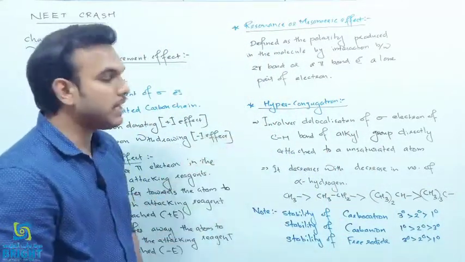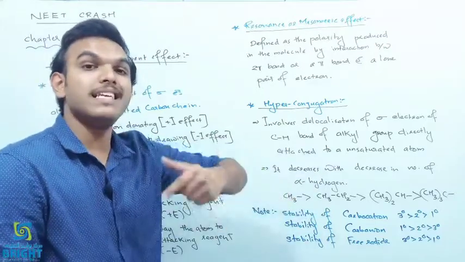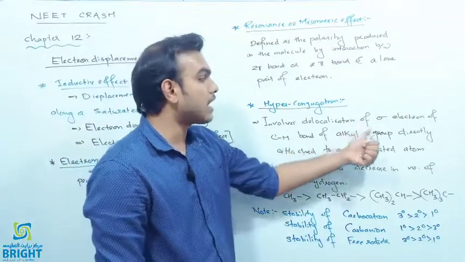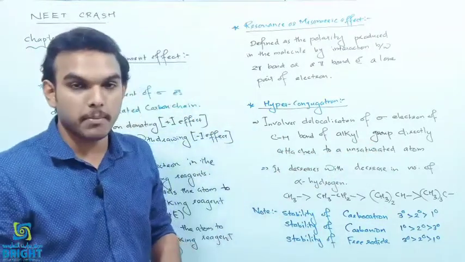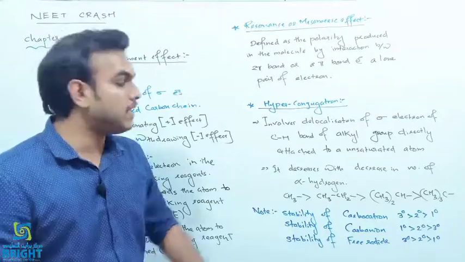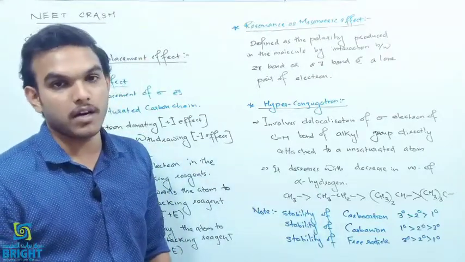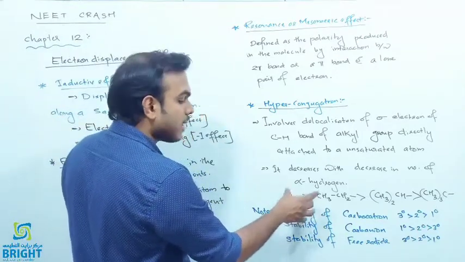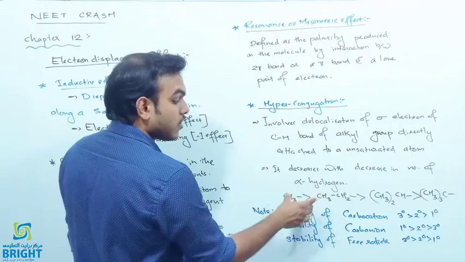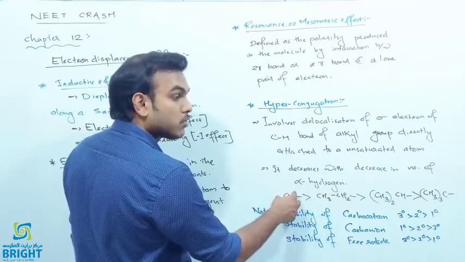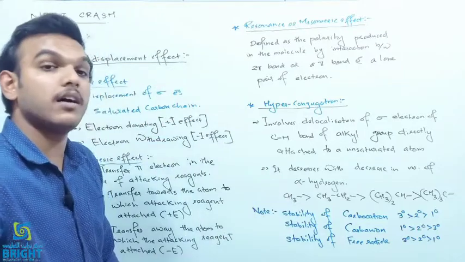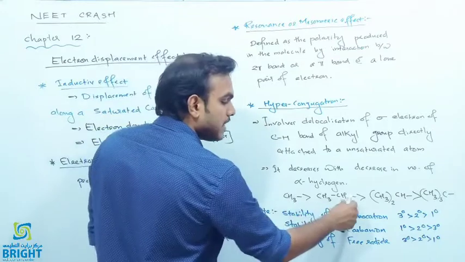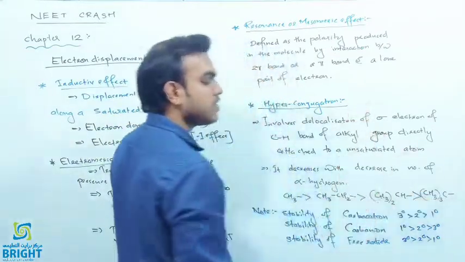You have to keep the order very well because it involves the delocalization of the sigma electron, the single bond in the C-H bond of an alkyl group directly attached to an unsaturated carbon atom. It decreases with the decrease in the number of alpha hydrogens. So when the number of alpha hydrogens decreases, the resonance effect also decreases. Therefore it will be higher for CH3, then CH2, then secondary, and then tertiary.